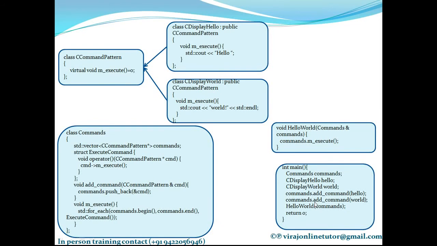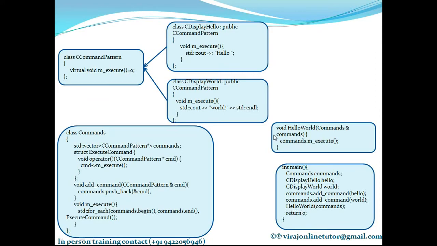So in the main function, I create a commands object, I create a hello object, I create a world object, and to these commands I call add command hello. With this, what will happen? The hello object or hello command will be added to the commands list. With this add command, what will happen? The world command will be added to the commands list. So at this time, the commands list is having hello and world.